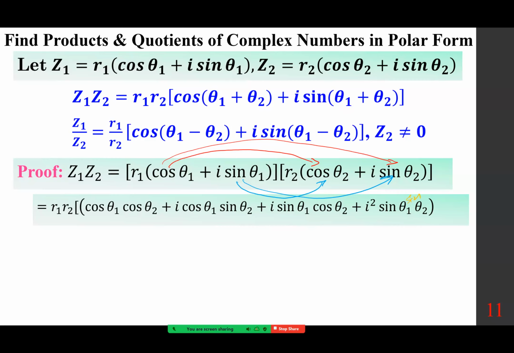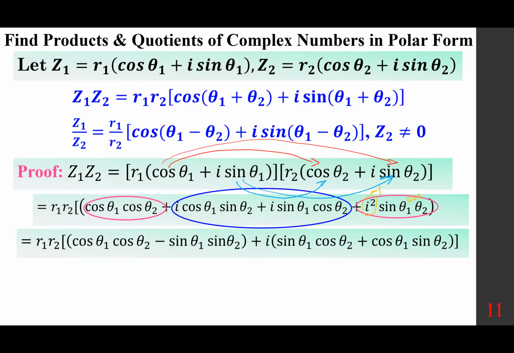Now, what I want you to notice is that i squared is negative 1. I apologize, I thought I said negative 1. I want you to notice that. Then we put these two together. Of course, for the middle one, we take the i out. The middle one, we took the i out, everybody.